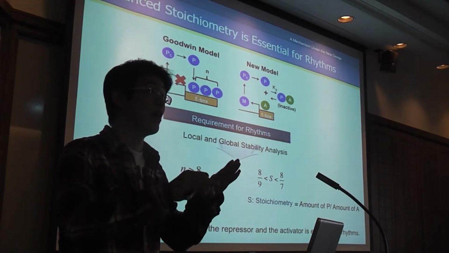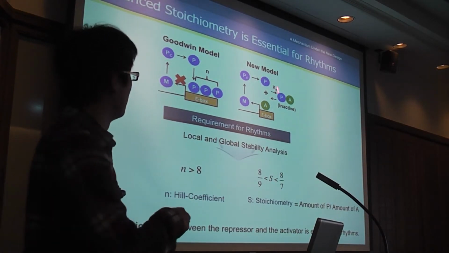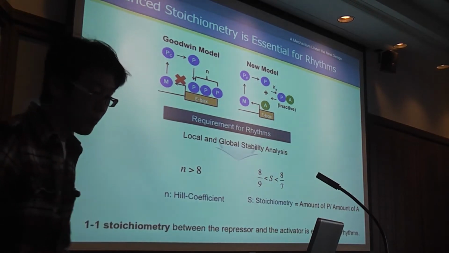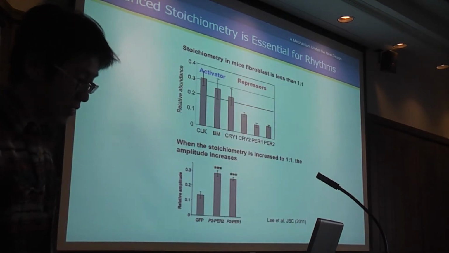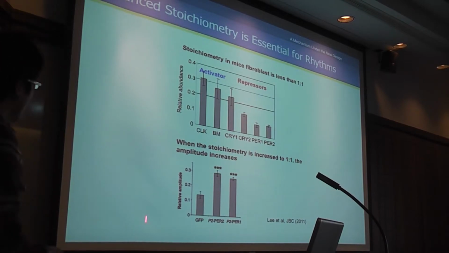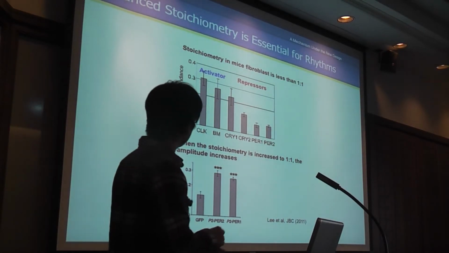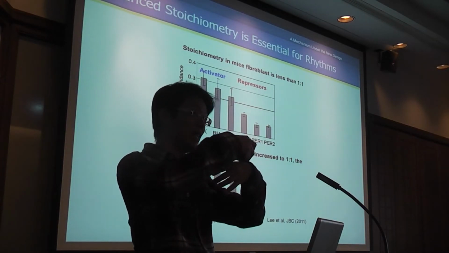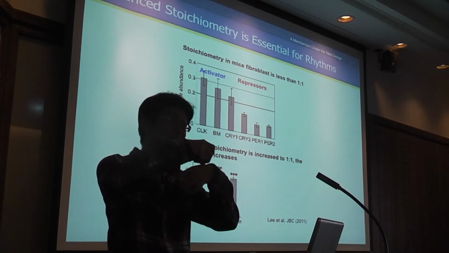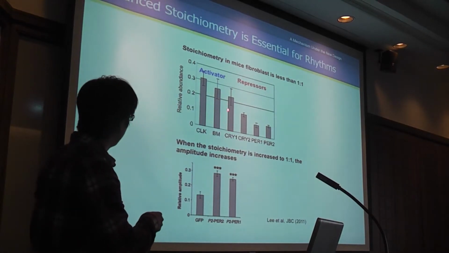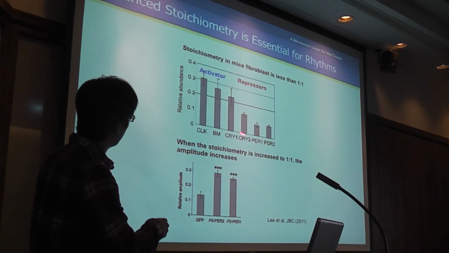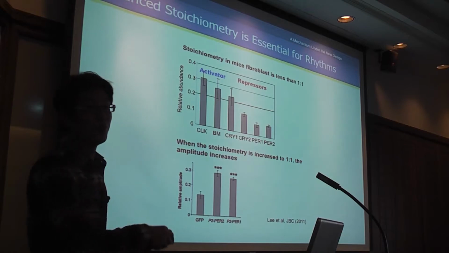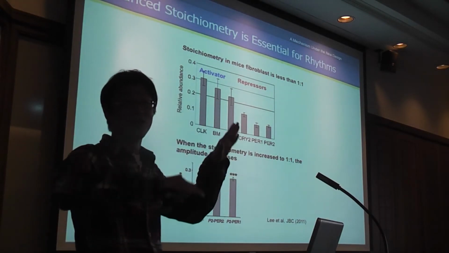So this is a requirement to generate the rhythm for this type of model. And this is some experimental result. What they did is they cultured mouse skin fibroblasts. Even skin has a circadian clock. What they found is that the activator amount is much more than the repressor. So activator and repressor are not one-to-one.